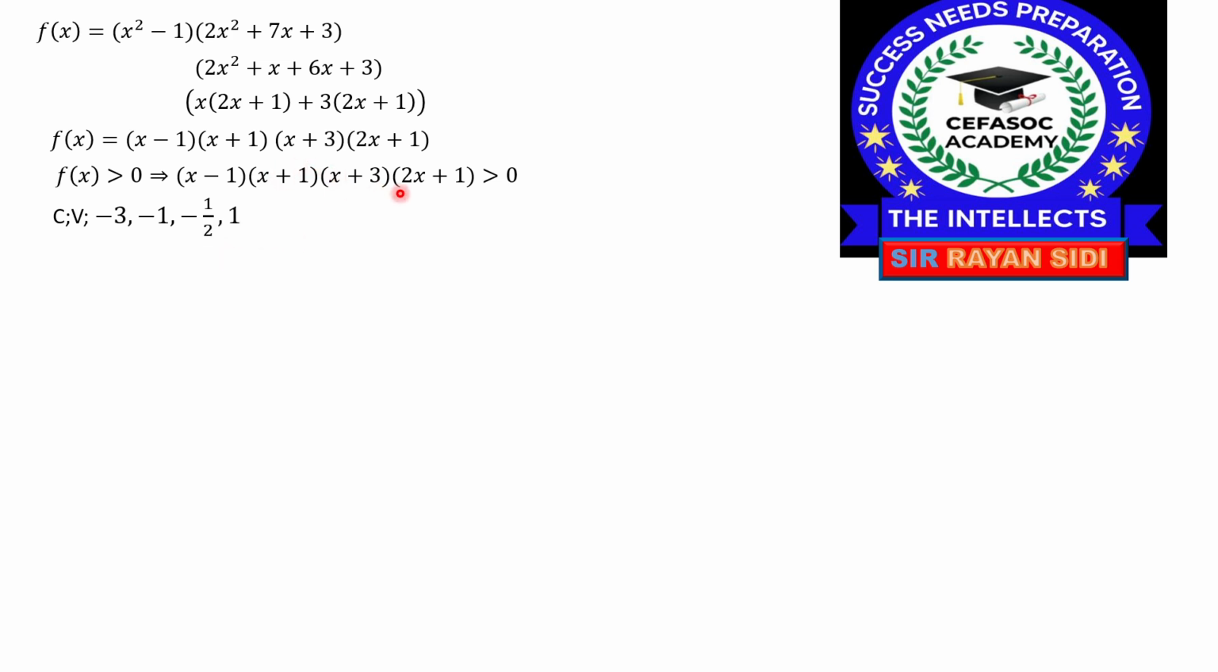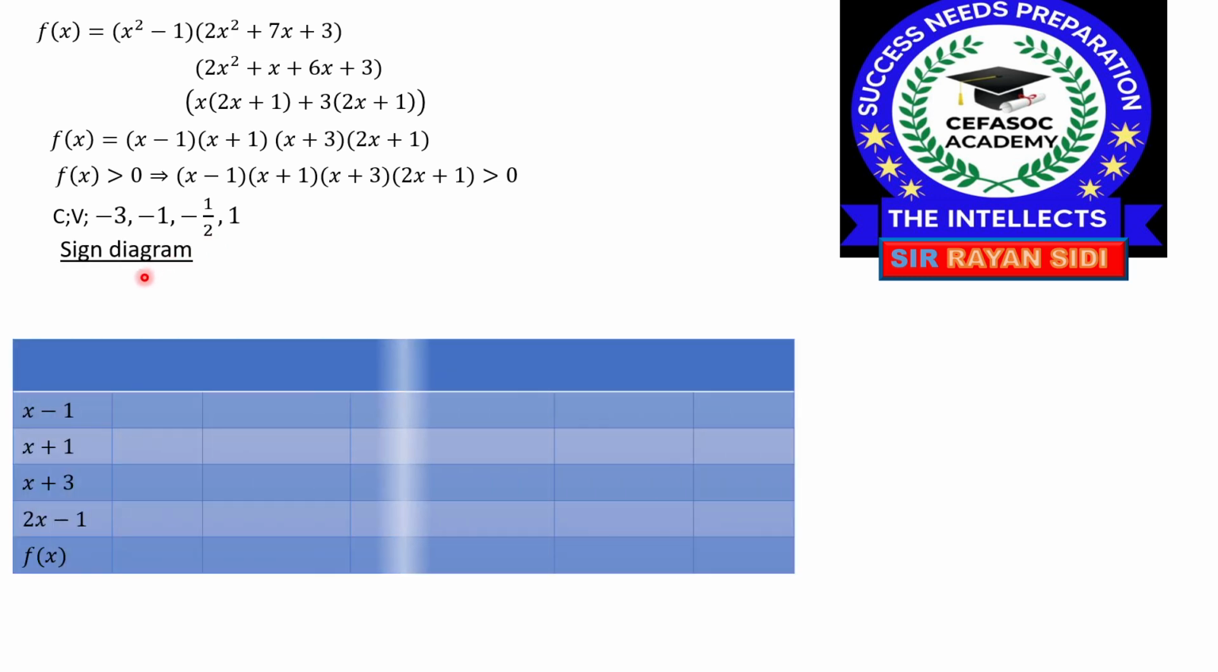So that is for the critical value. To find the critical value, you can go on your rough paper and equate these factors to 0 to find the corresponding value of x, but you don't include it on your exam paper. Now after finding the critical values, we can draw our sign diagram.